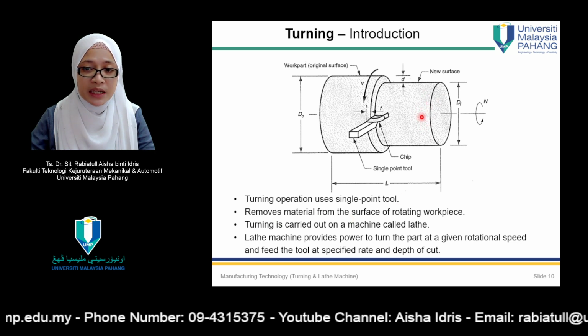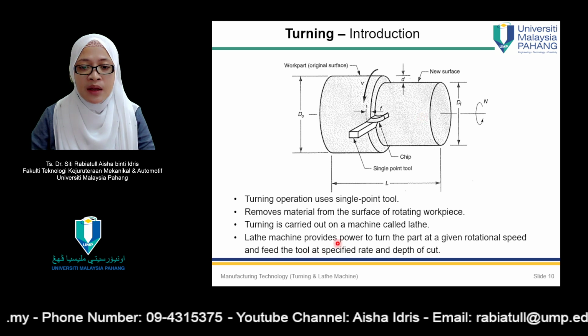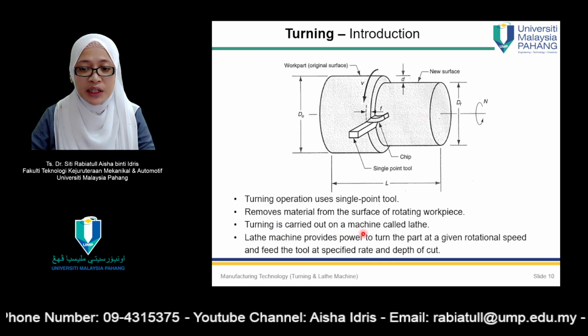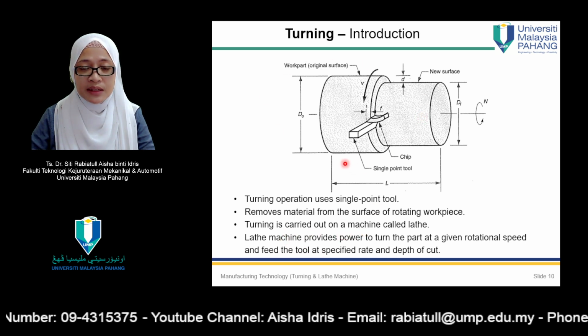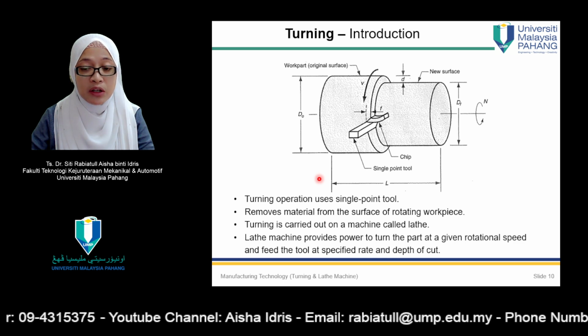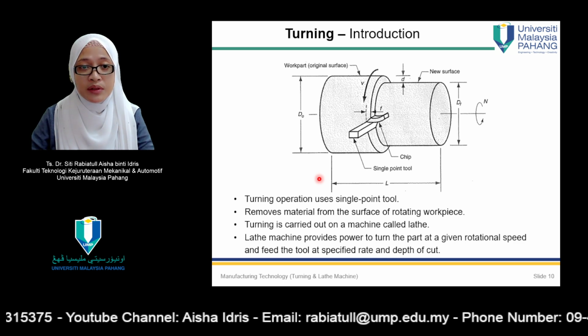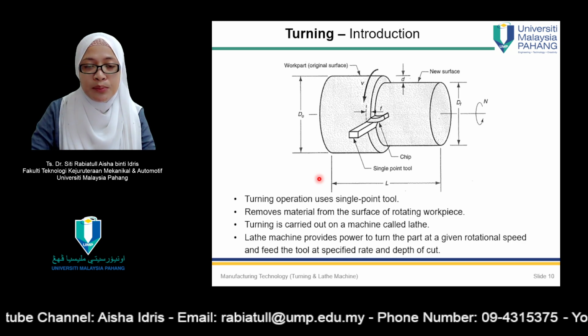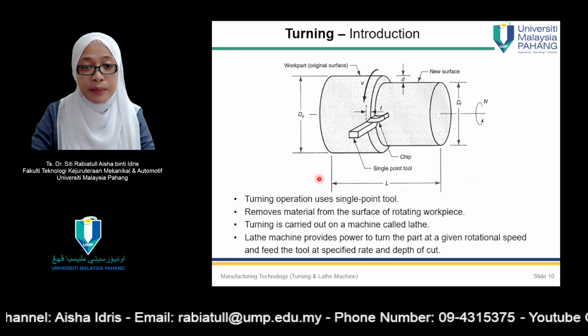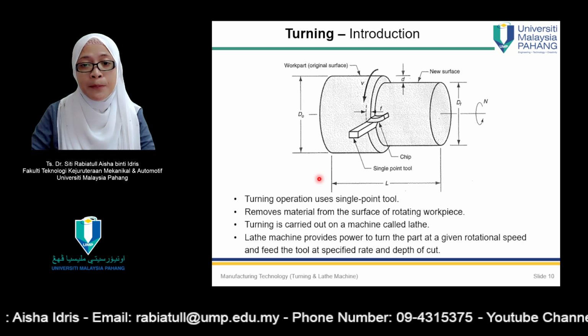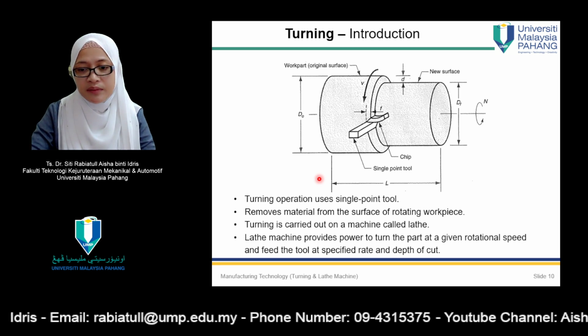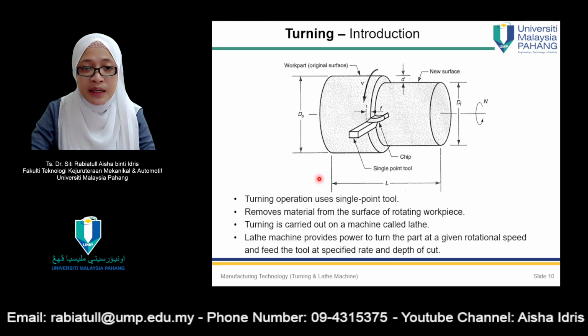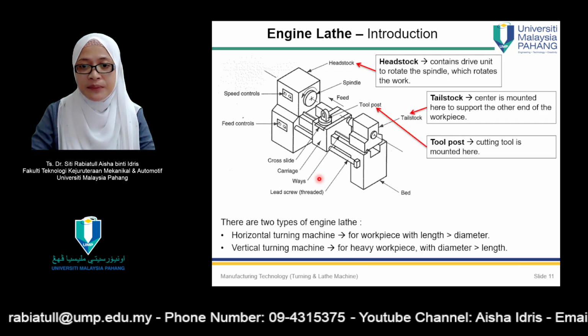So this workpiece is actually rotating. Turning is carried out on a machine called a lathe. So this process is conducted using a machine which is called a lathe machine. The machine provides the parameters for us to cut, for example, depth of cut, speed, and so on and so forth.